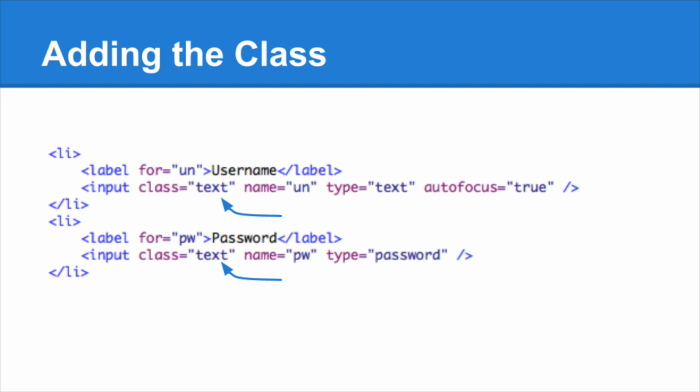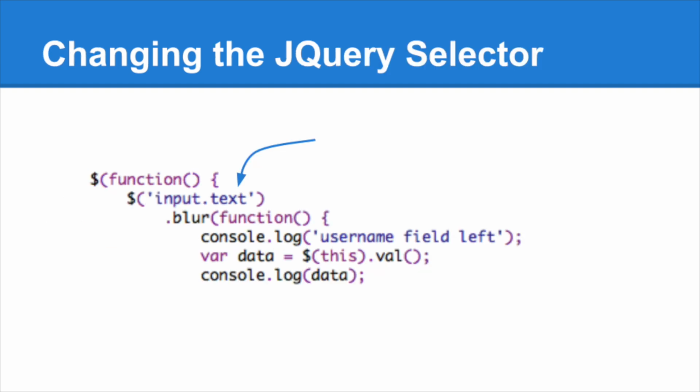So look, that's how I've done mine. Because these are different types, type equals text, type equals password, I can't say type equals because they're different. So all I've done, I've put a little label on each of my form fields. Class equals text. And now, there's my selector.